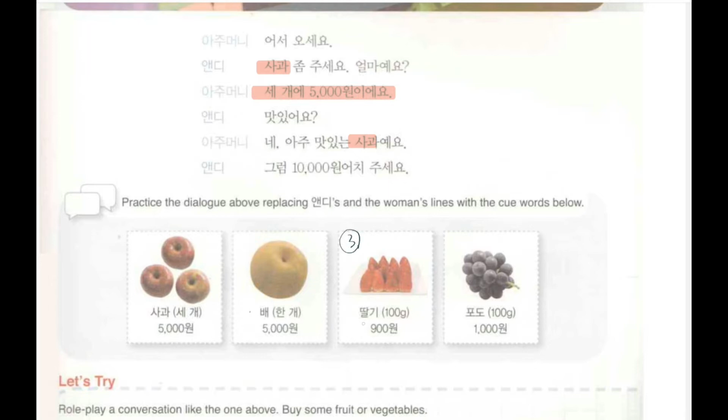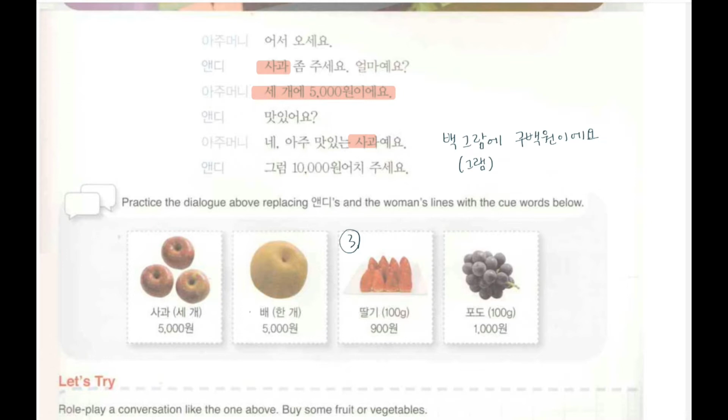자, 딸기 얼마예요? 900원이에요. However, this time they sell by grams, isn't it? Then how would you say it is 900 for 100 grams? 어떻게 말해요 in Korean? 100g에 900원이에요. Or you can say 100g에 900원이에요. Doesn't matter. 자, 제가 아주머니 할게요. 여러분이 Andy 하세요. We're going to buy strawberries now.